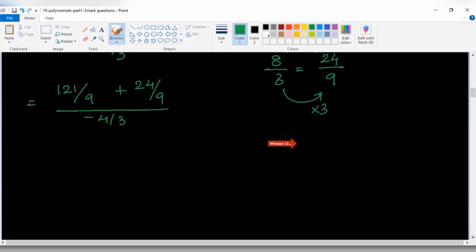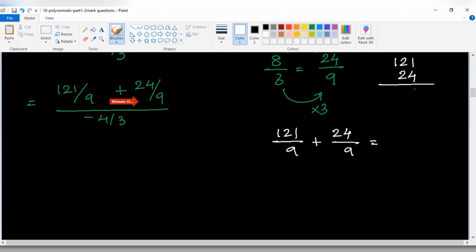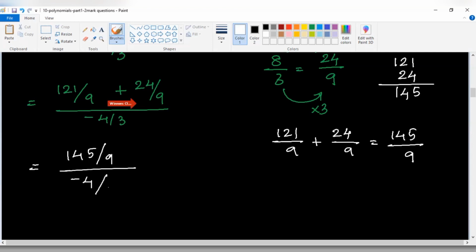Okay, now in the numerator part we have two fractions. We have to add them. So 121 by 9 plus 24 by 9. Both the denominators are same now. So we can just add 121 and 24. That is 145. 145 by 9. Okay, so the numerator part is 145 by 9. And in the denominator we have minus 4 by 3.